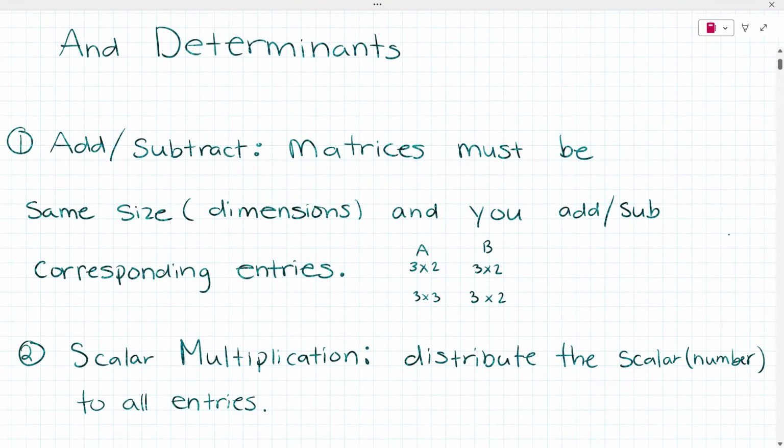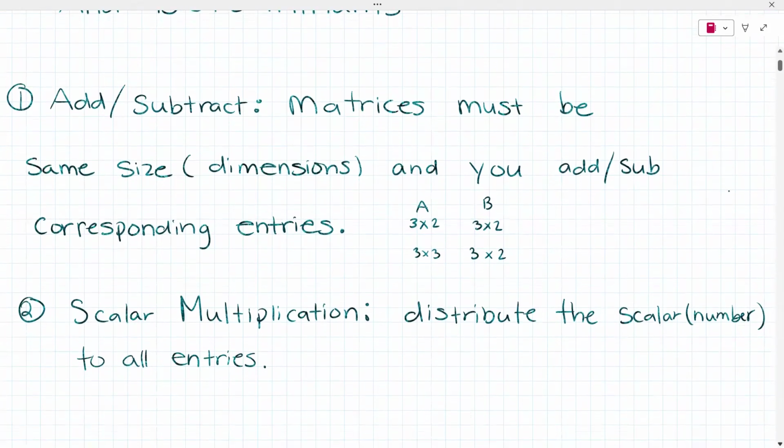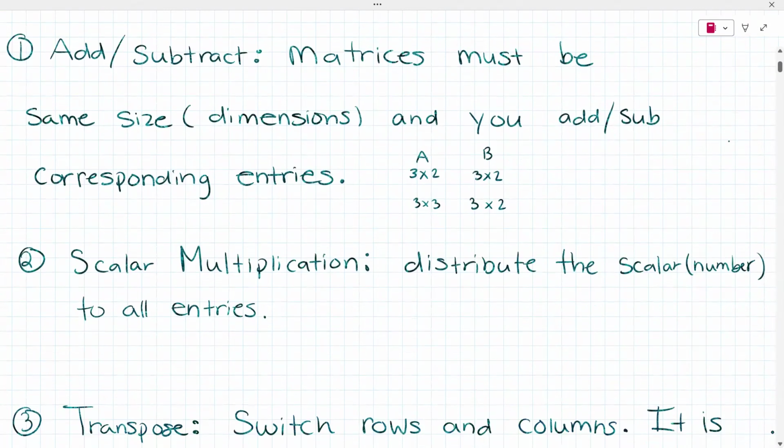Okay, what about scalar multiplication? That's pretty simple. You just multiply the scalar by each number in the entries. For example, let's say you had to multiply the scalar 3 by this matrix 1, 5, 2, 3. All you're doing is multiplying each term by 3. So this would be 3, this would be 15, this would be 6, and this would be 9. You're not changing the size or the shape. You're just multiplying each number by 3.